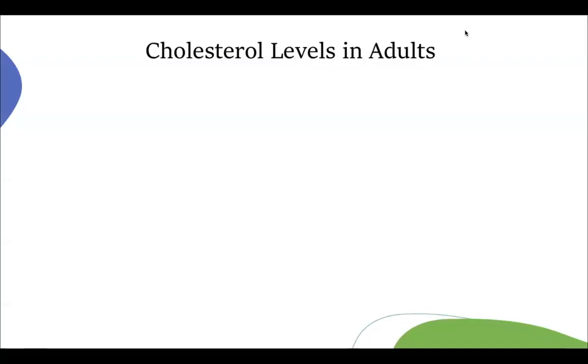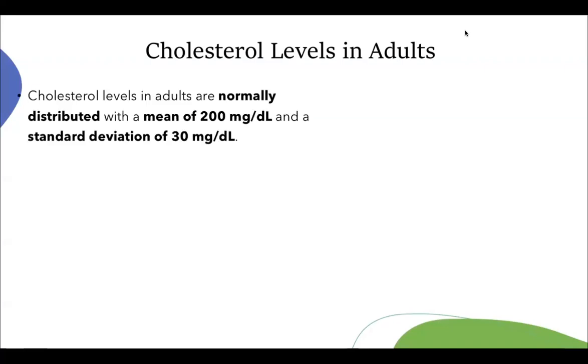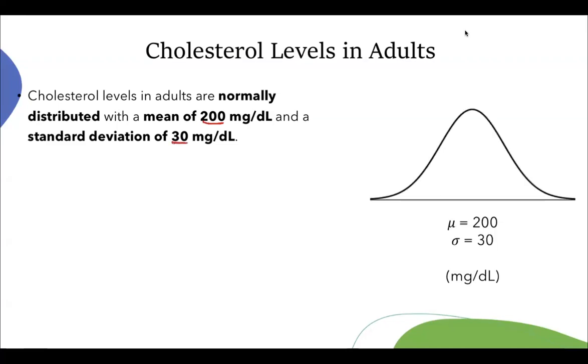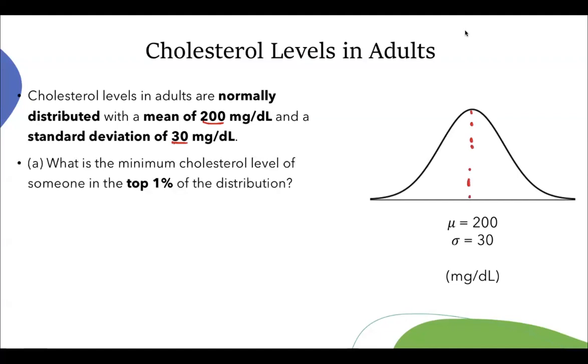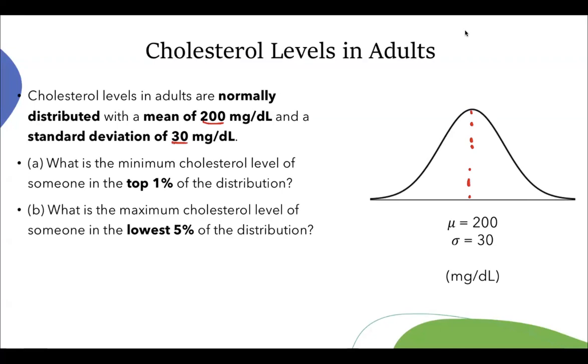Okay, let's look at cholesterol levels. Cholesterol levels are normally distributed with a mean of 200 and a standard deviation of 30. So mean of 200 and standard deviation of 30 right in the center. What is the minimum cholesterol level of someone in the top 1% of the distribution? And what is the maximum cholesterol level for someone in the lowest 5% of the distribution?